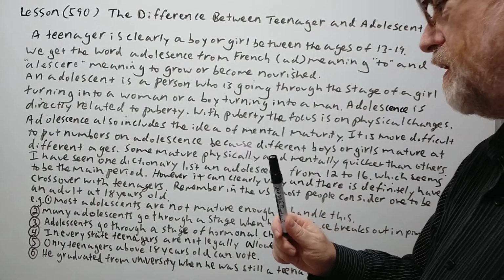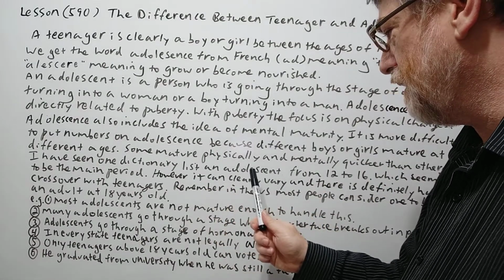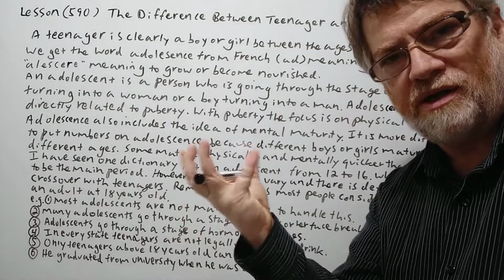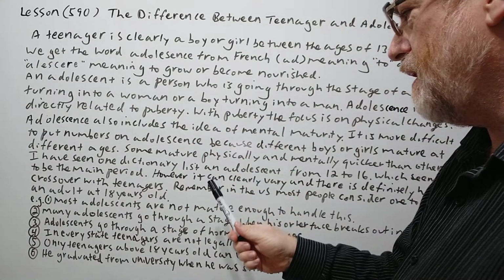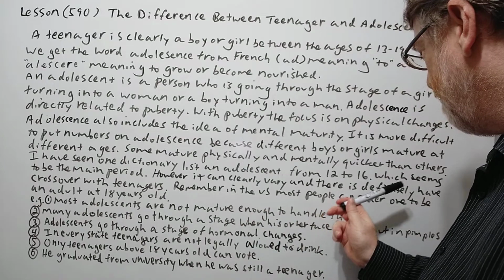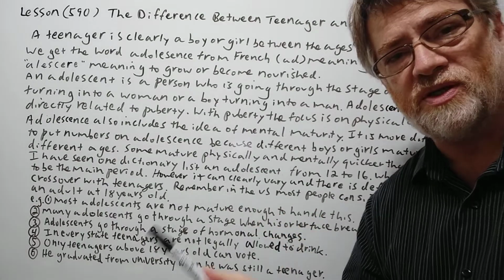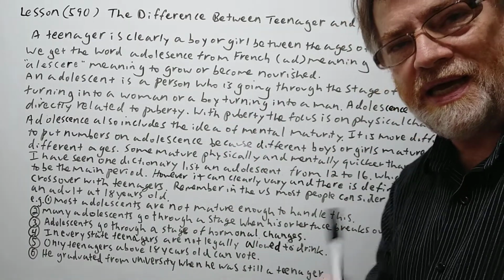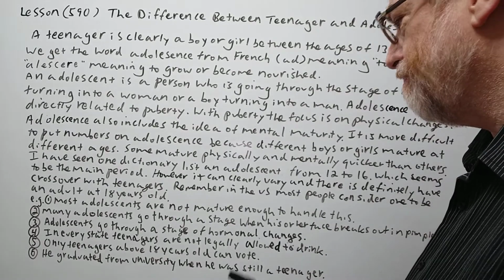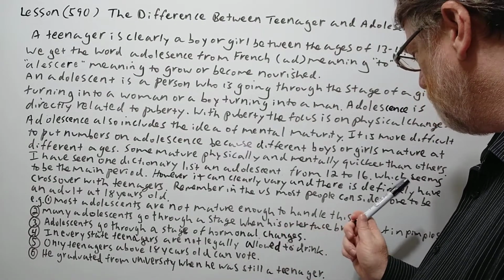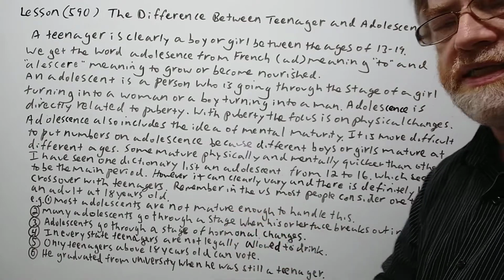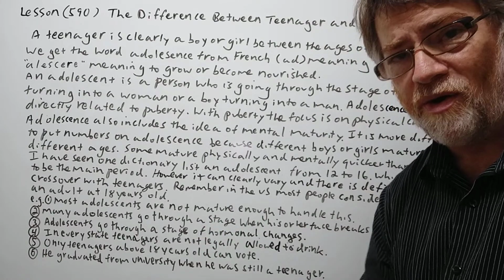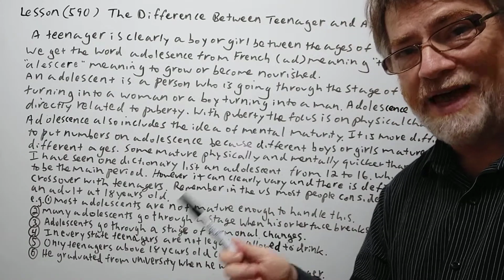All right, let's continue. I have seen one dictionary list an adolescent from age 12 to 16, which seems to be the main period, the kind of meat of it. However, it can clearly vary, and there is definitely crossover because 12 to 16, 13 to 19, you definitely got those crossover years, and this is where there still can be some confusion. Remember, in the U.S., most people consider one to be an adult at 18 years old. So even though you're a teenager, a lot of times people will think of you as an adult, and hopefully you are mentally mature by that period.